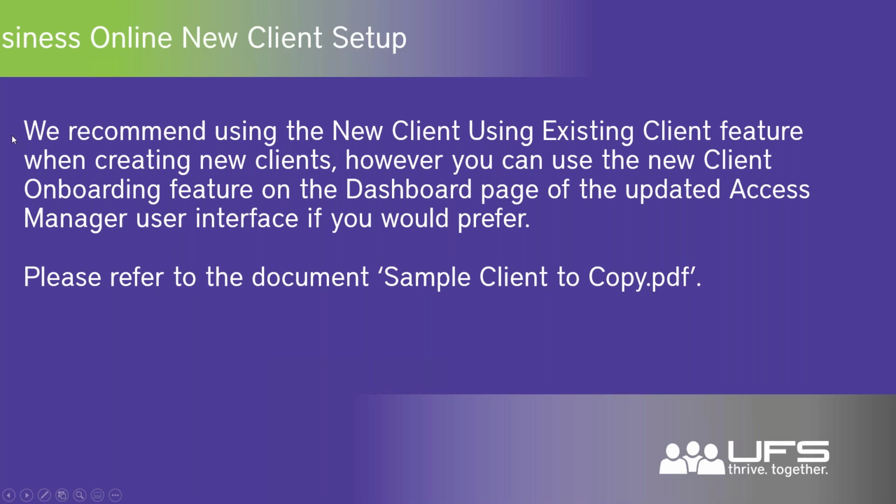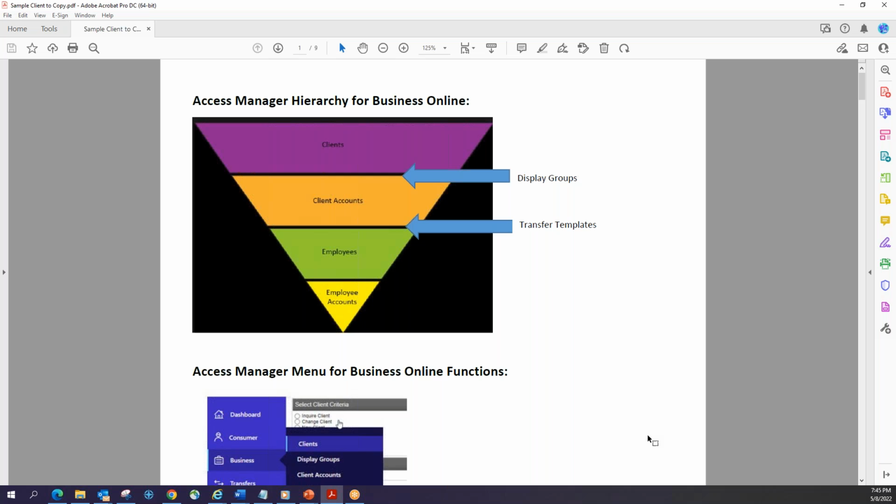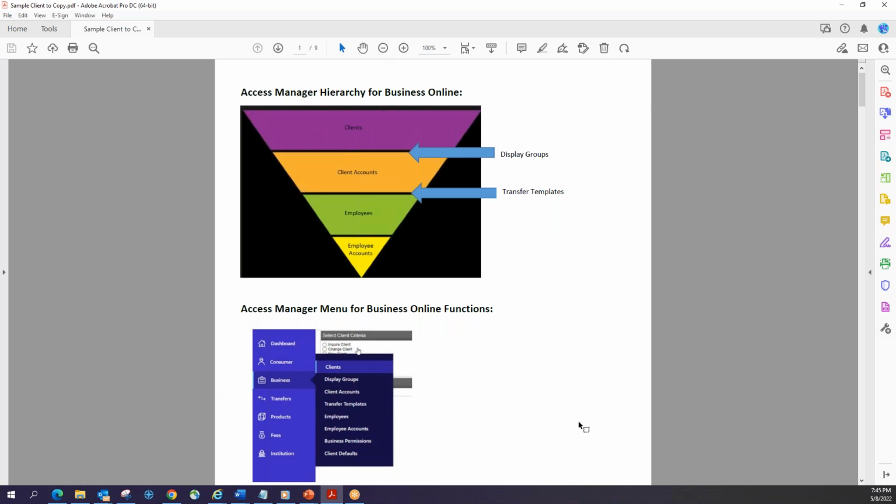So I'm going to switch over to a document that will also be available to you that will walk through what this process is. What I like to do is first talk a little bit about the hierarchy of Access Manager. We have different levels within Access Manager. Our highest level is the client. Then we have the client account, the employees, and the employee account.